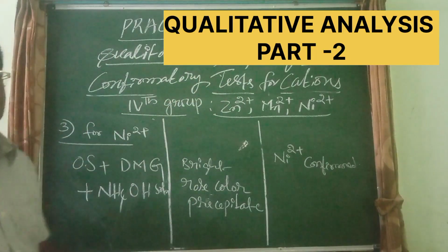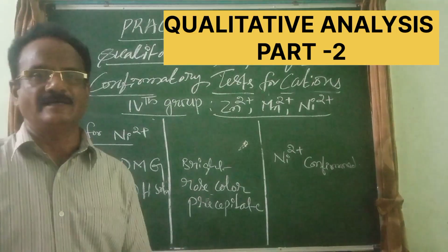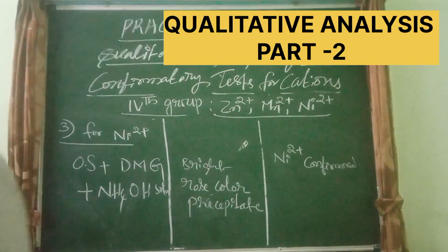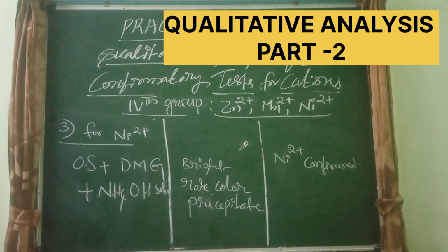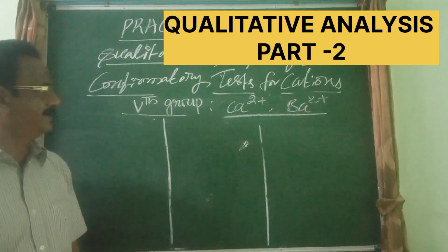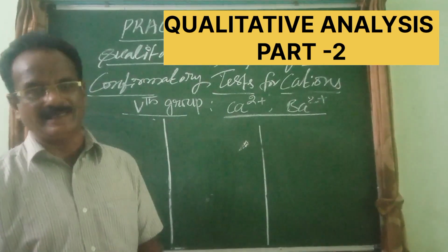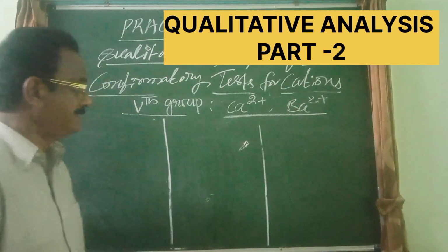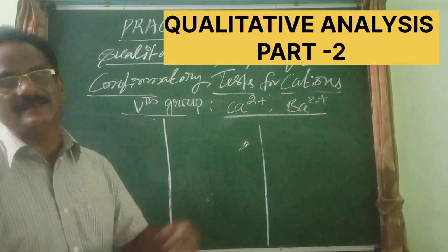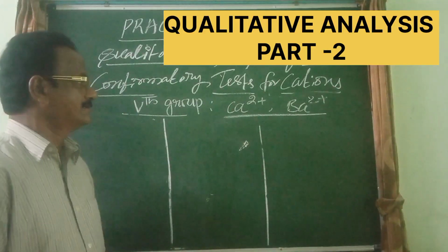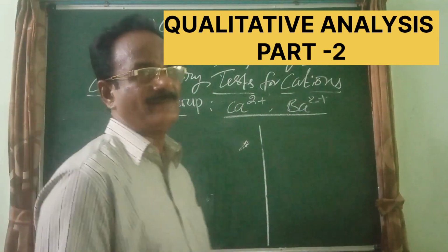Okay, so this is about the confirmatory tests for fifth group cations. Let us see: if fifth group cations are identified in the group analysis of cations, then one has to do confirmation tests for Ca2+ and Ba2+. Now let us see how the presence of Ca2+ can be confirmed.